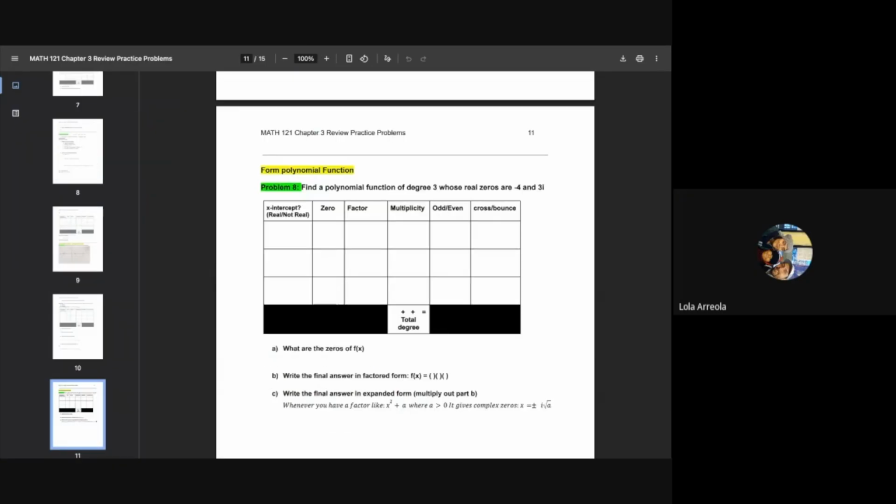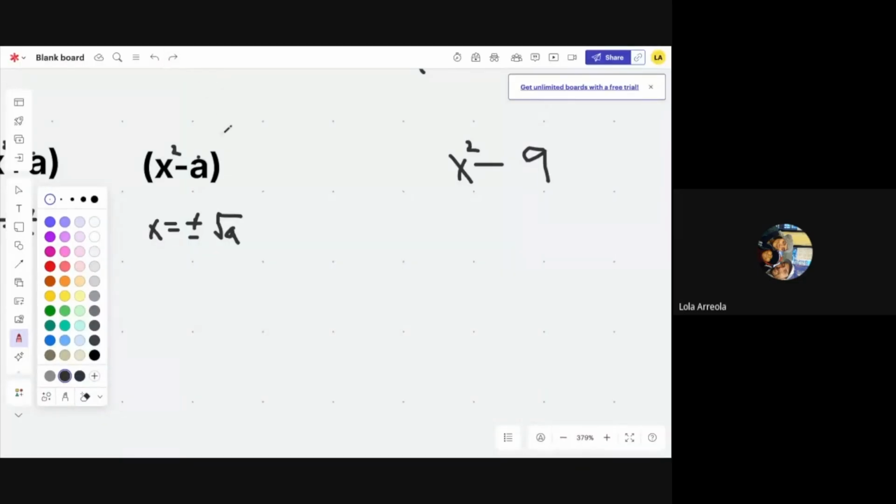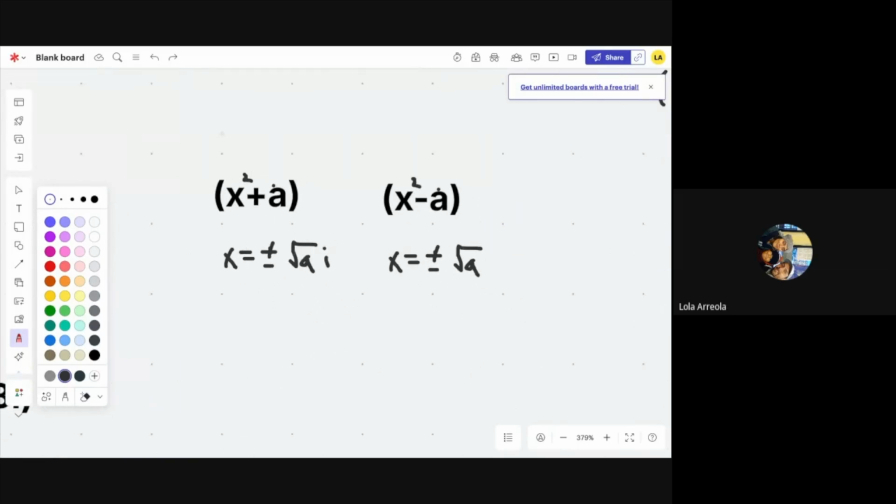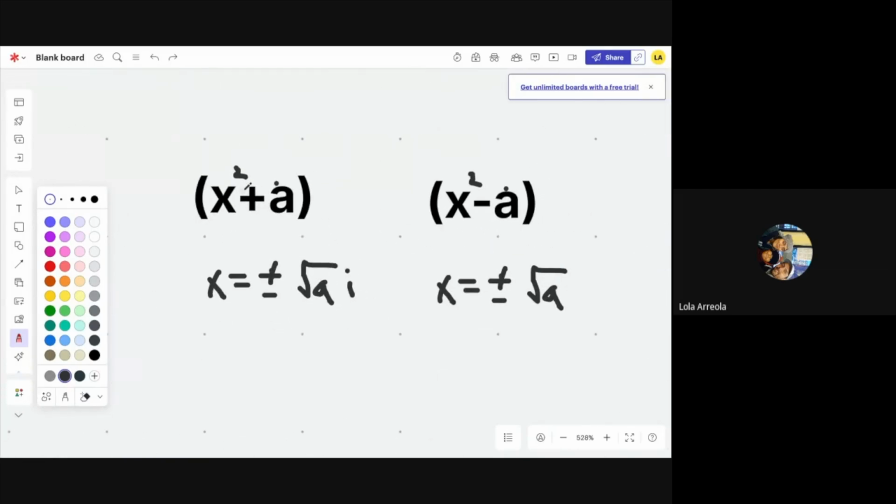Problem number 8 is very similar to problem number 5. But notice we have a complex zero. So in order to understand that, I want to give you some examples again, and these are the examples we did in class. They're basically like little warm-up problems.